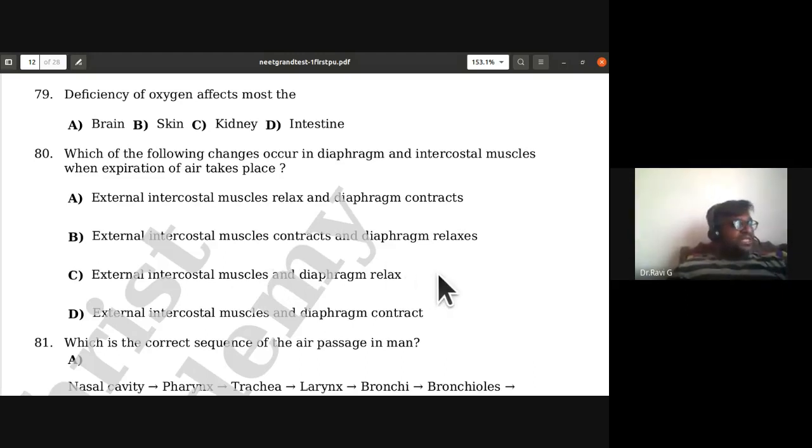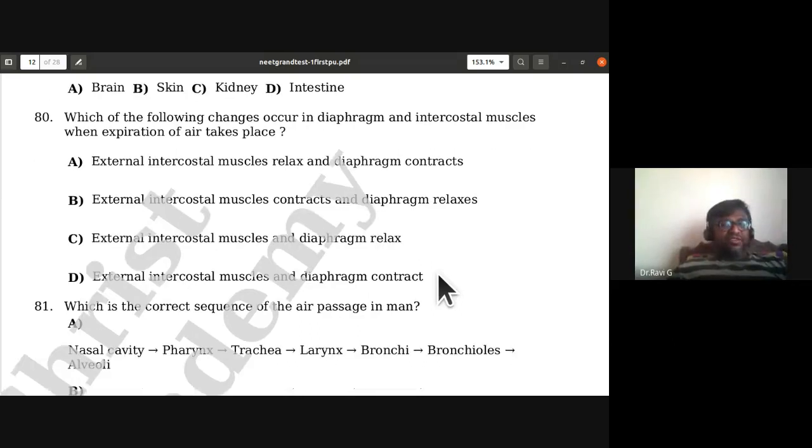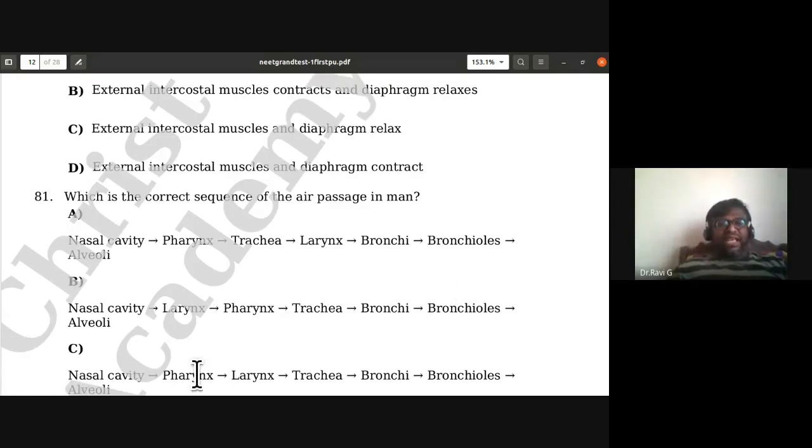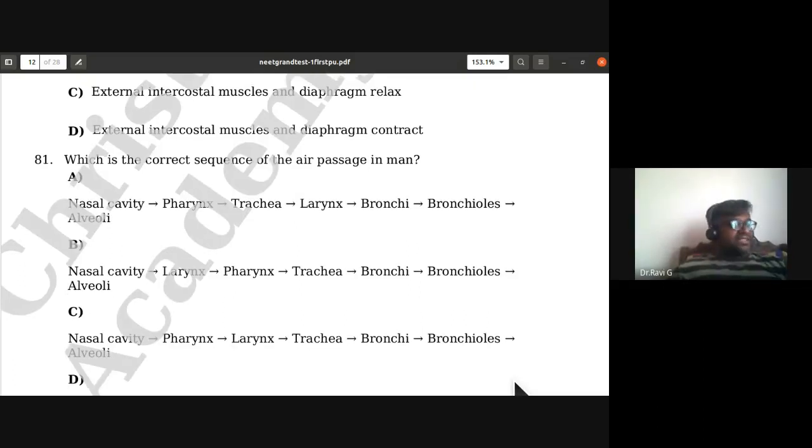81st, which is the correct sequence of air passage in man? Okay. So the correct sequence is nasal cavity, pharynx, from pharynx to larynx, the voice box, okay, trachea, bronchi, bronchioles, alveoli. C is the correct answer.